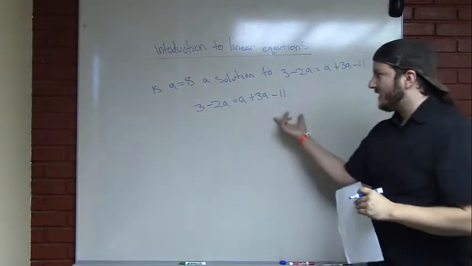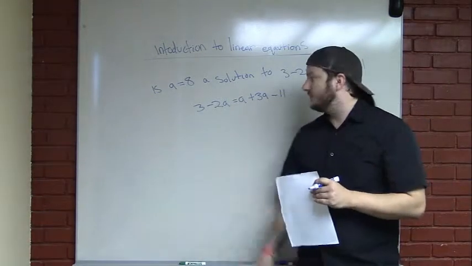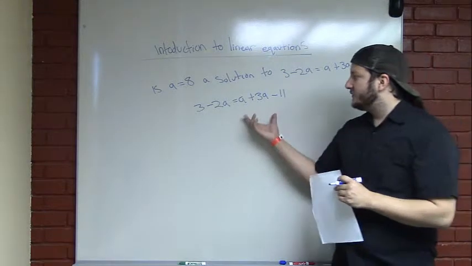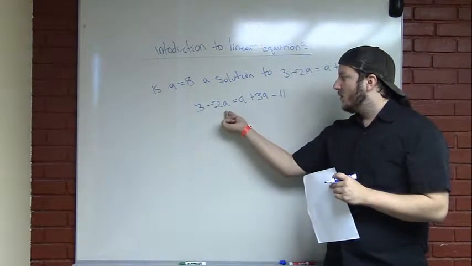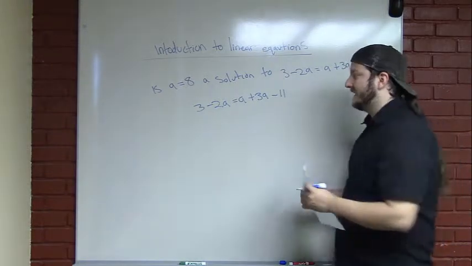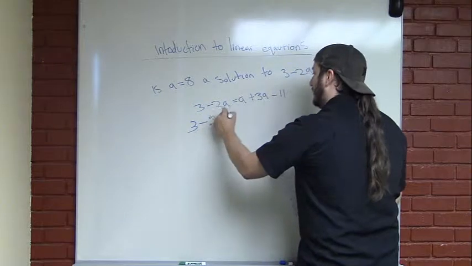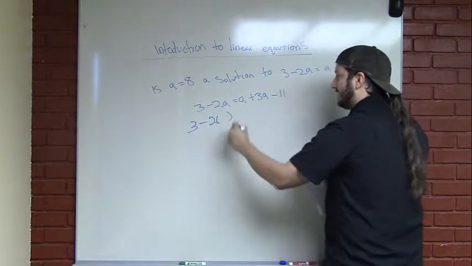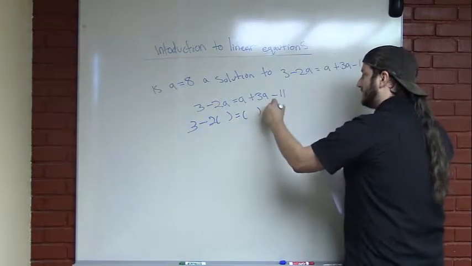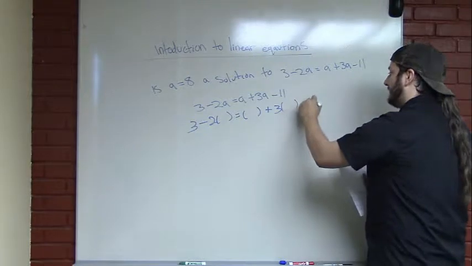So you see we got all kinds of a's in here. 1, 2, 3. We have 3 different spots of this variable a here. So what I teach my students is wherever there's that a, just open up a parenthesis. So you're going to have 3 minus 2, open up a parenthesis where that a is, equals parenthesis, plus 3 times a parenthesis, minus 11.